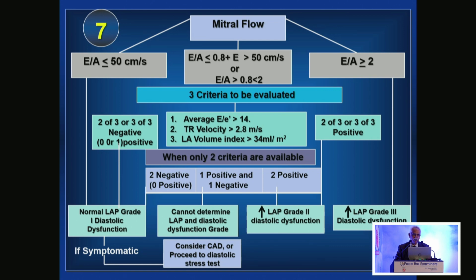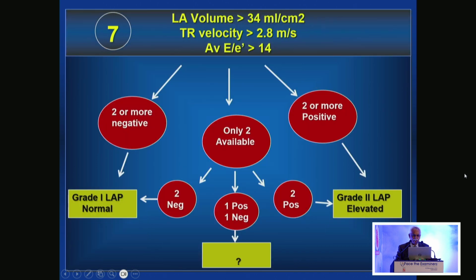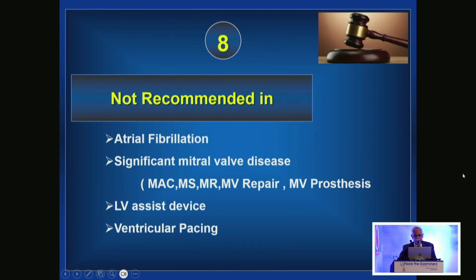If no parameters or few parameters are positive, then it may be normal diastolic function. If 1 or 2 are positive, it will be mild diastolic dysfunction, grade 1. If 3 or 4 are positive, it will be grade 2 diastolic dysfunction. Of course, grade 3 diastolic dysfunction will require this early outflow pattern. Apart from this, we have some other criteria for supporting the diagnosis of grade 3 diastolic dysfunction.